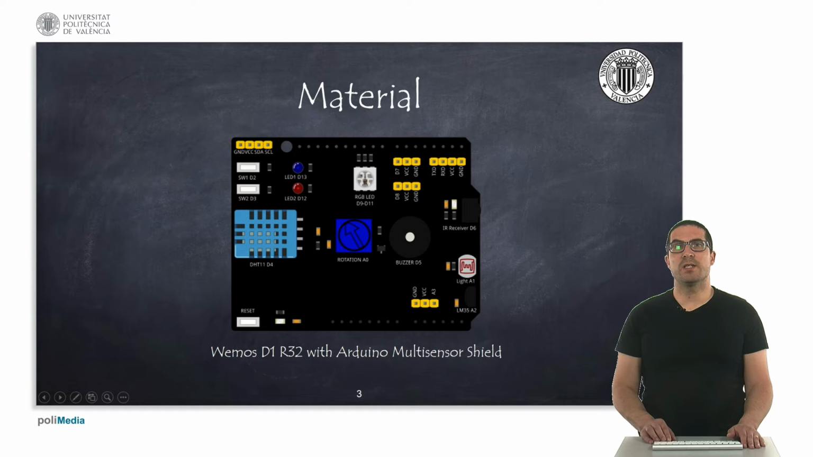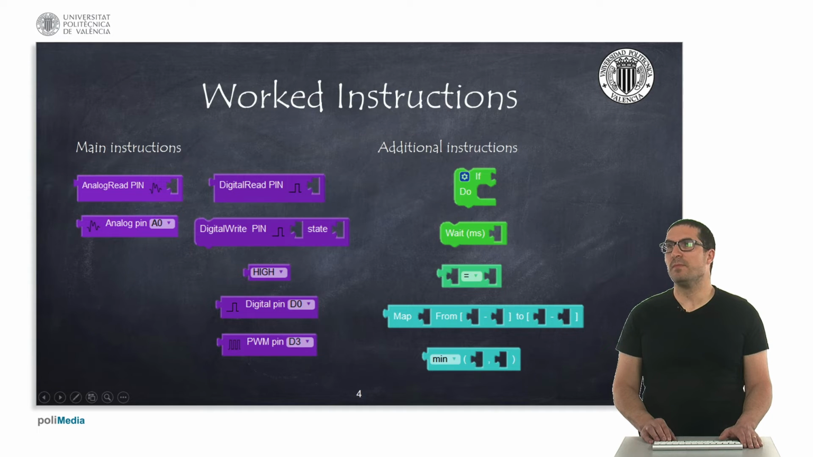So the material, as usual, we use the Wemos D1 R32 together with the Arduino multi-sensor shield. And particularly in this presentation, we will use the push buttons and the LEDs, potentiometer. So here we have the instructions that we will work with in this presentation.